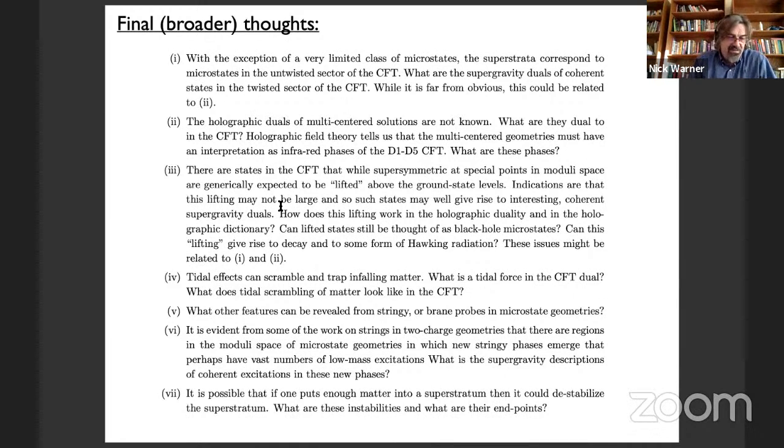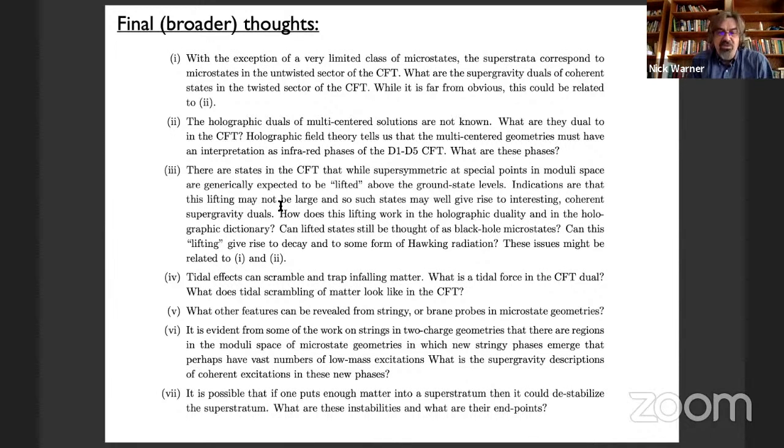One of the other things that has come to the front since I wrote this paper with Emil was tidal effects, which scramble and trap infalling matter. What is the CFT dual of a tidal force? What does tidal scrambling of matter look like in the CFT? This is something we're starting to think about already too.